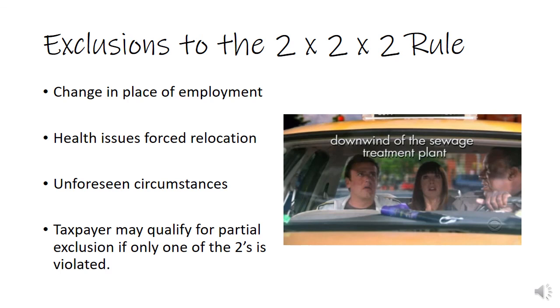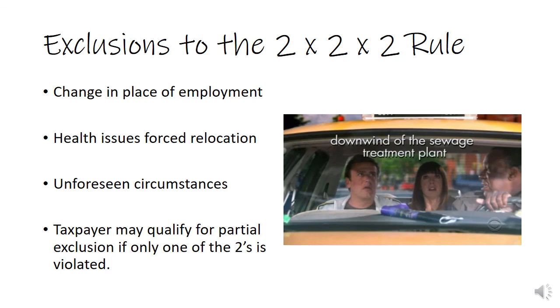And finally, a number of unforeseen circumstances. One of these unforeseen circumstances is an act of God or an act of nature or an act of man that makes the property uninhabitable and wasn't known about at the time of move-in. Lily and Marshall, as you see here, learned about their home being downwind from the sewage treatment plant after they had already closed on their home, so they might be able to get an exemption from the 2x2x2 rule.